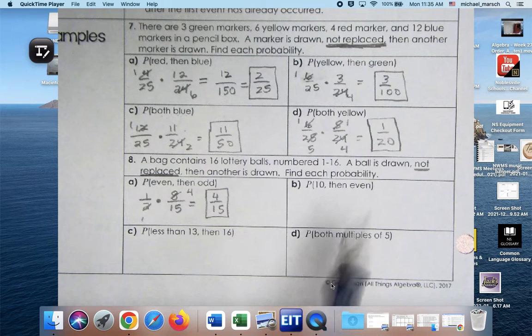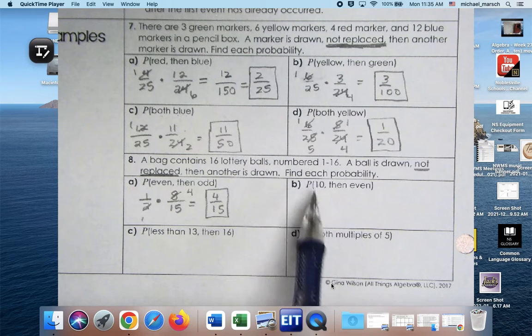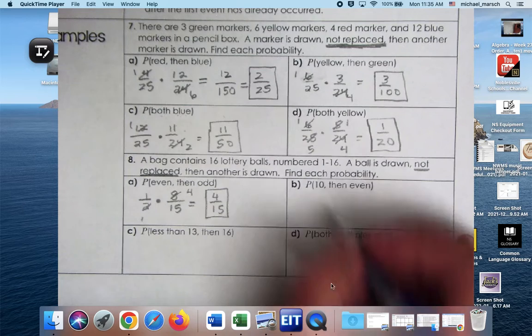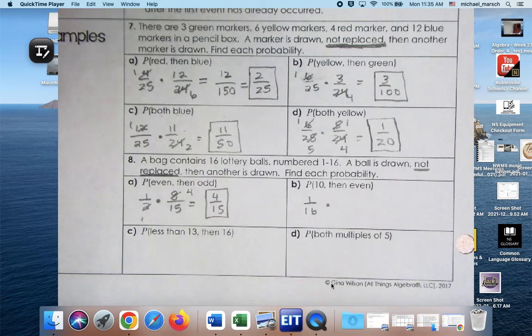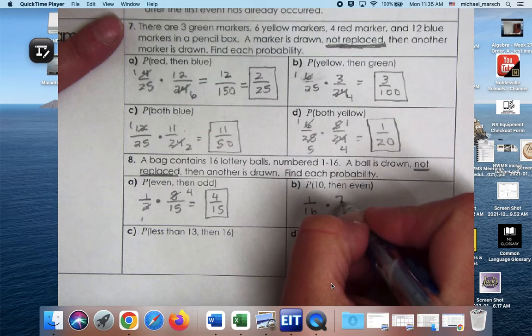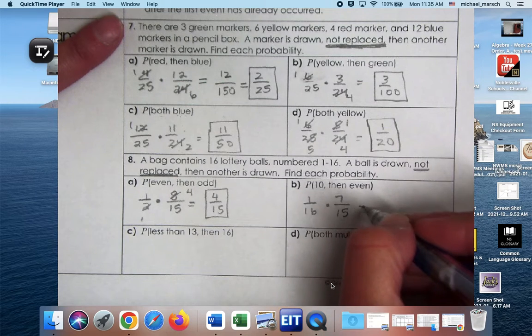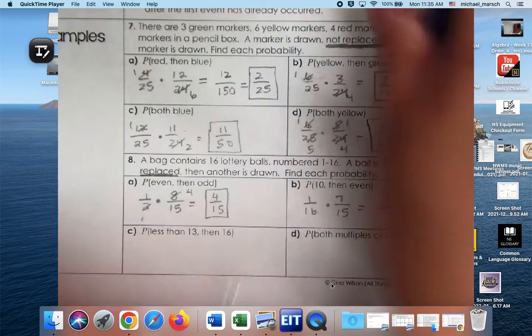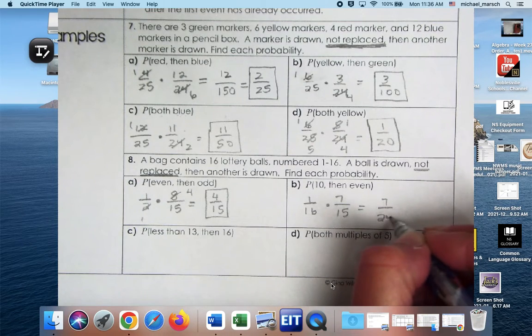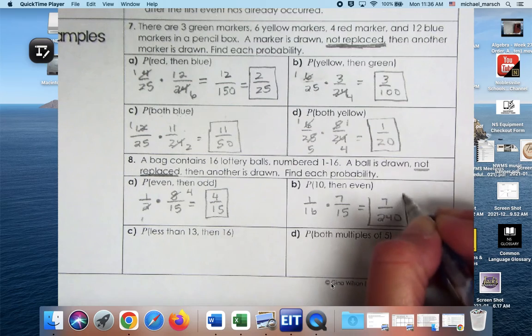Okay, this next one's kind of tricky. What's the probability of getting a number 10? 1 out of 16. What's the probability of getting an even number? 8 out of 15. Why 7, Hannah? 10 is an even number, so that one's gone. So I only have 7 even numbers left out of 15 total. And so you end up with 7 out of 240, which cannot be simplified.